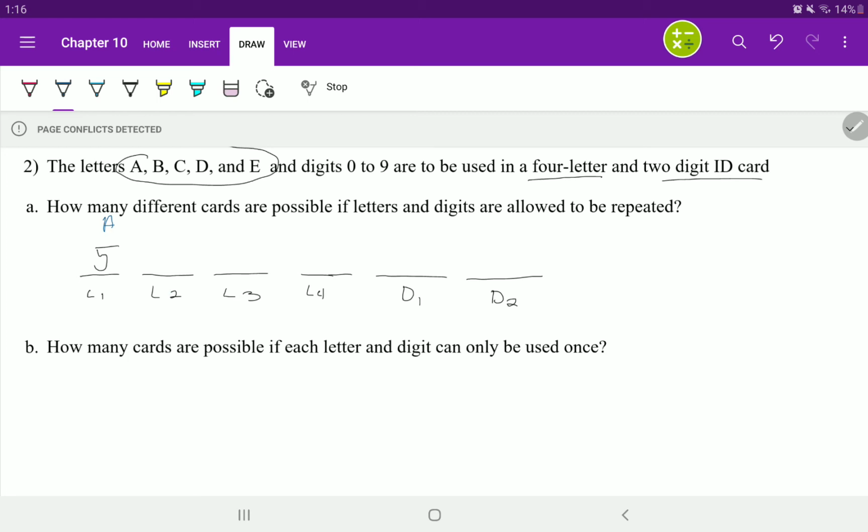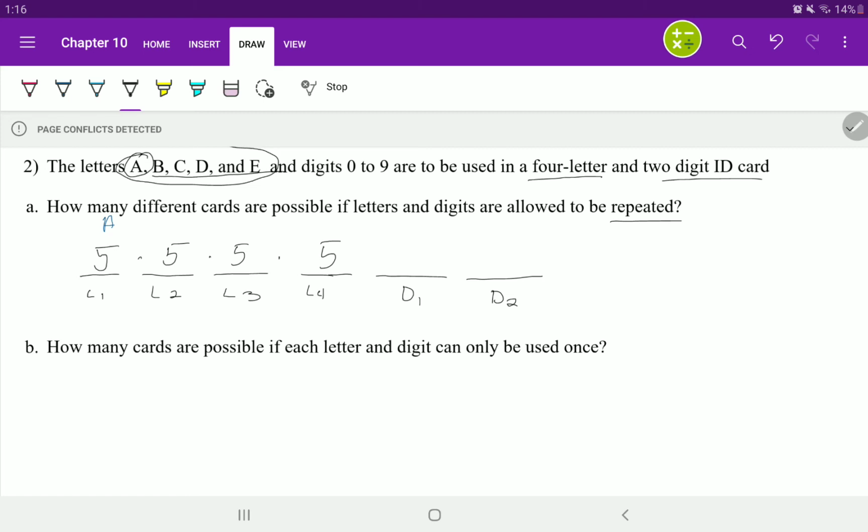How many options can be picked for the second letter? That, once again, will also be 5. And the reason why it's 5 is because I can repeat. I can repeat the letter A, or I can choose to use B, C, D, or E. That's why there's 5 options there. And I can also repeat for the third letter and the fourth letter. So 5 and 5. And remember, I am multiplying here.